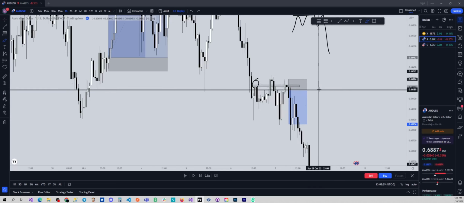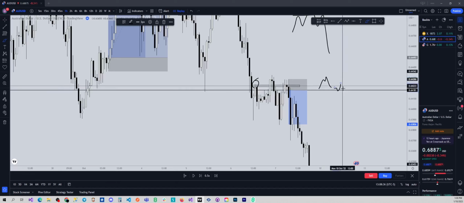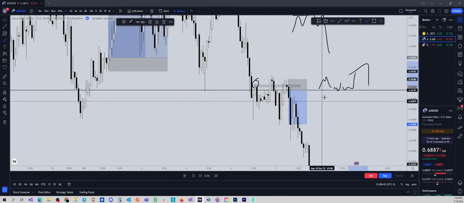If you're looking for bullishness, you want to see the bearish candles start to get smaller and smaller and smaller, and eventually look for some kind of setup to the upside, like a hammer or something.